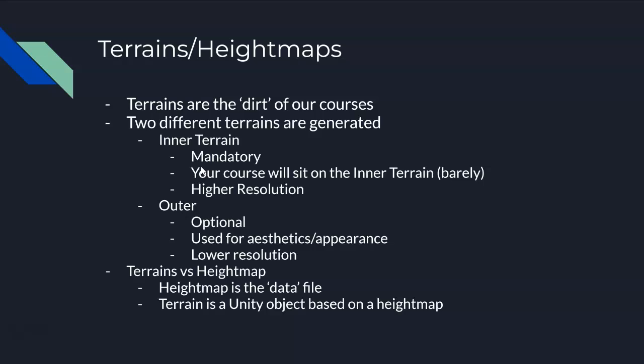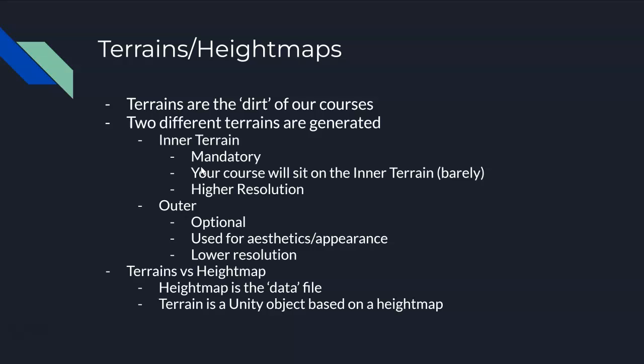Now, there's a difference between what a terrain is and what a height map is. A height map is ultimately the data file associated with a terrain. At the end of the LiDAR to terrain free process, you'll come out with a height map file, which is then brought into Unity, and Unity uses that height map to create an object called a terrain. That terrain is tied to that height map. So a terrain is based on a height map, and a height map is just the data.